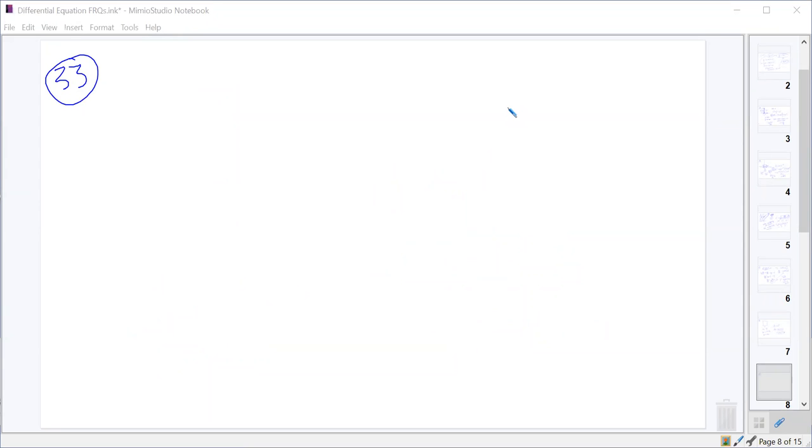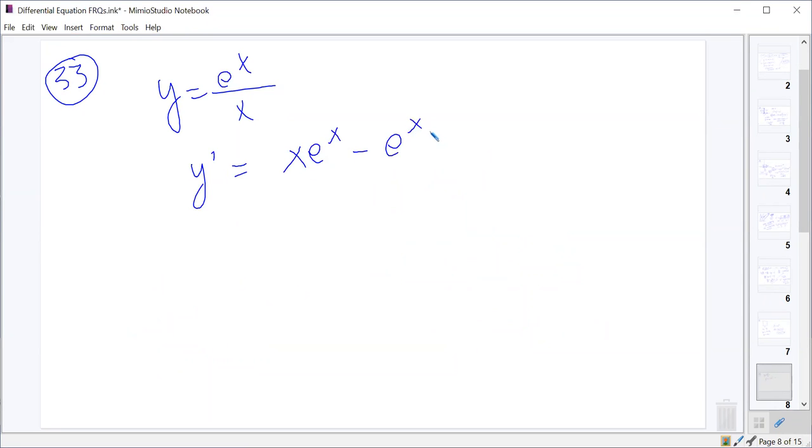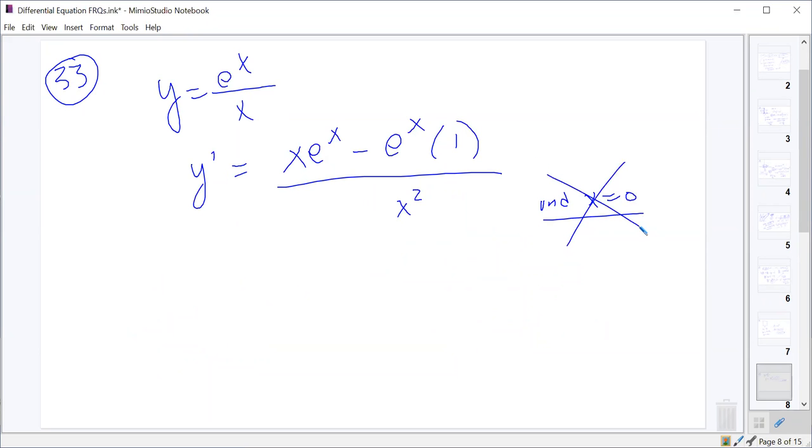A local minimum value of the function y equals e to the x over x is, and it should be e, answer choice D, which is e. But we'll take our derivative to find when we have a min or a max. So y prime should be denominator times derivative of numerator minus numerator times derivative of denominator, all over denominator squared. That's just our quotient rule. And we want to know, when does this equal 0 and when is this undefined? Well, it's undefined if x equals 0, which we can ignore because x equals 0 doesn't exist in our original function.